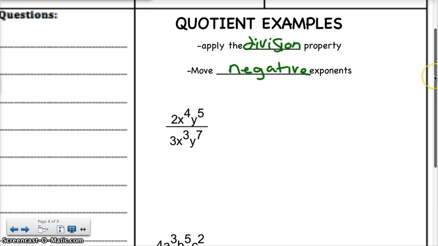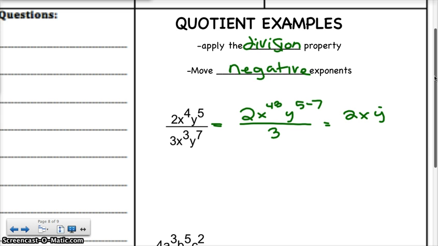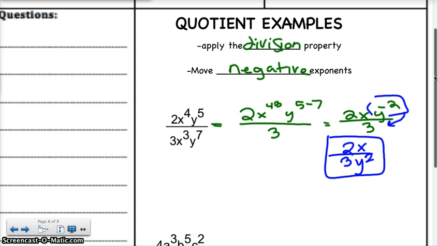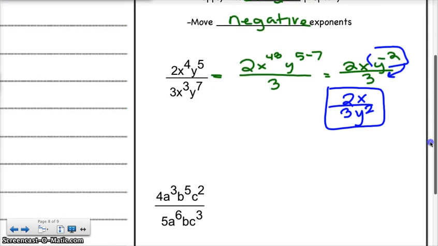All right, I'm going to show you multi-step examples here. This one would turn into 2x to the 4 minus 3, y to the 5 minus 7, all over 3, which is 2x, y to the negative 2 over 3. Move my negative exponent down. 2x over 3y squared is the final simplified expression.